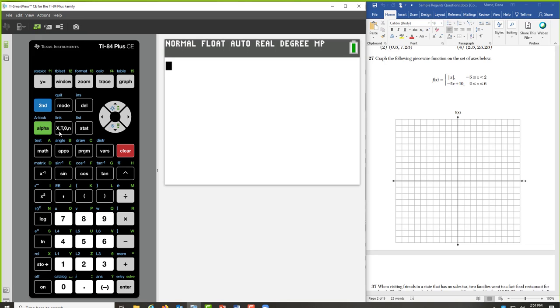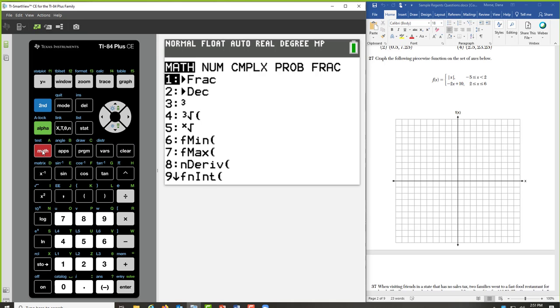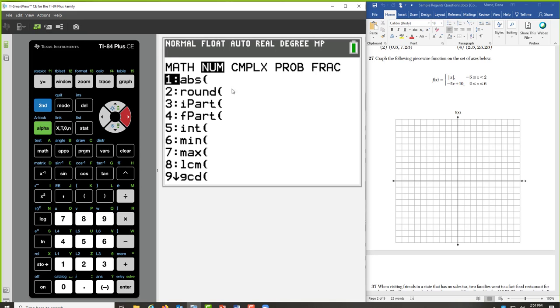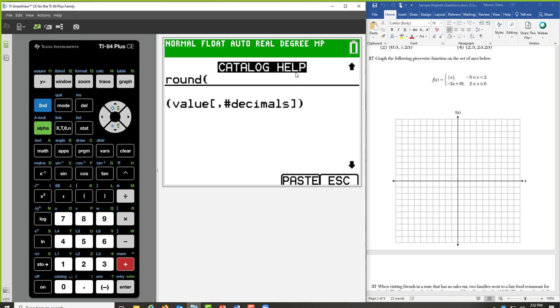Since you said you are relatively new to the graphing calculator, you're going to need hints, tips, and tricks all the time. If you're in a menu, like math, and you go over to num, you see what looks like a bunch of syntax that doesn't make any sense. Yeah, I mean, you do know absolute value, but round. Rounding. How do I use the round tool? I don't know. If you're in a menu and you press the plus sign, catalog help is built in on all 84 Plus CEs. It will show you how to use the tool.